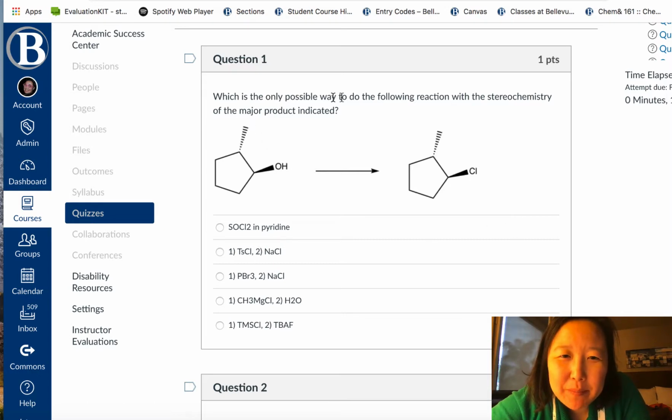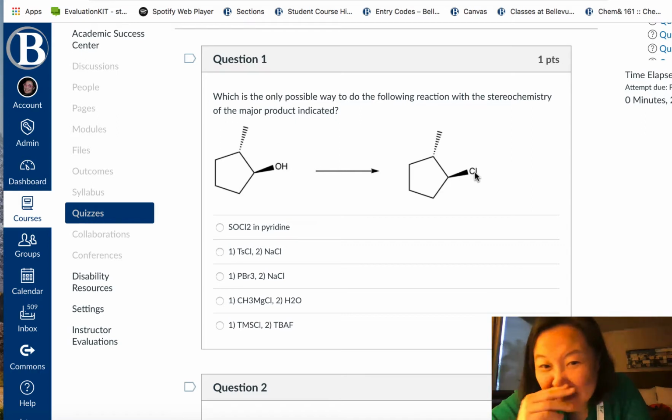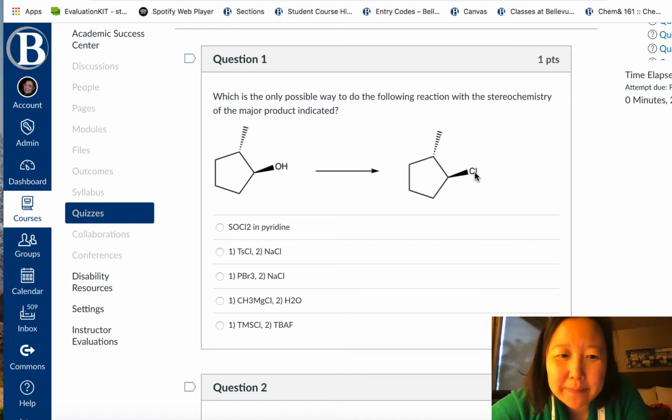Question 1. What's the only possible way to do the following reaction with the stereochemistry of the major product indicated? So I'm trying to get not inversion, but retention of stereochemistry. Many of these reagents are going to give you inversion though. SOCl2, thionyl chloride, gives you inversion because Cl attacks from behind. So that's not that one.